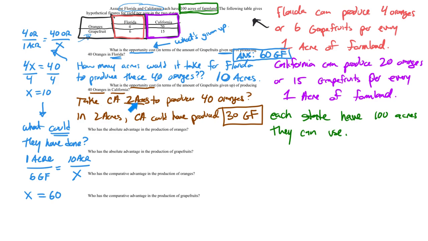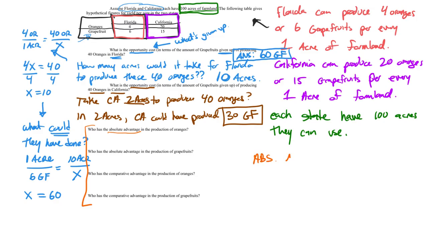So that's my answer, because in this case, we're just saying if California chooses to use those 2 acres for oranges, they can do 40. They could have used those 2 acres to do grapefruits. So that means 15 times 2, they could have done 30 grapefruits. Now, these last 4 questions here are going to be a little faster because it's more definition. So I just want to make sure we understand these definitions.